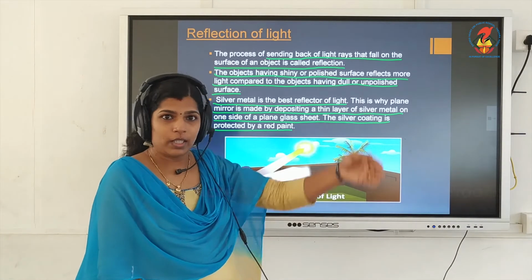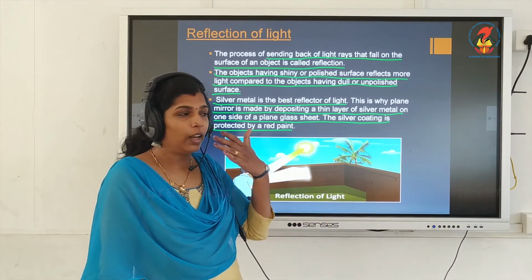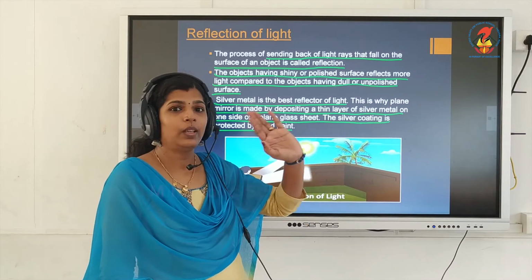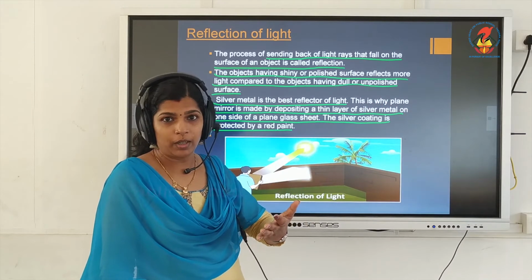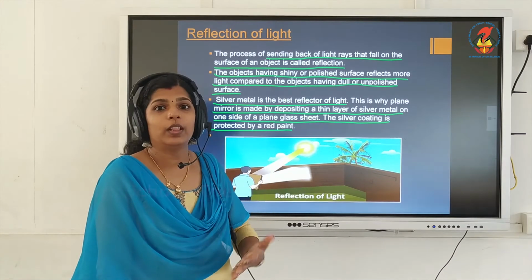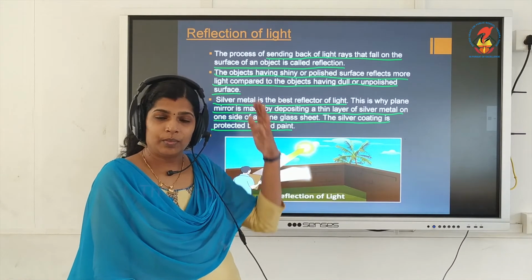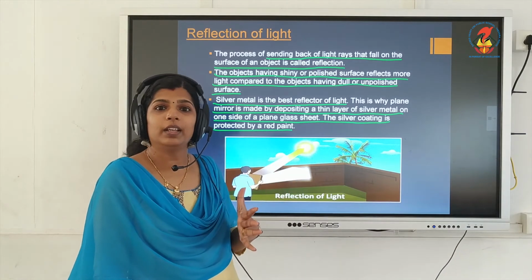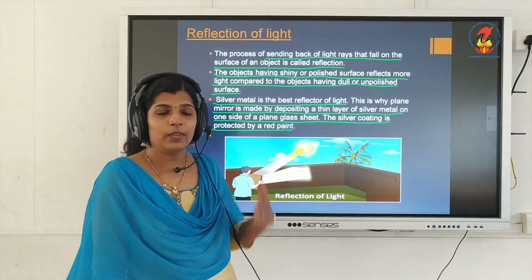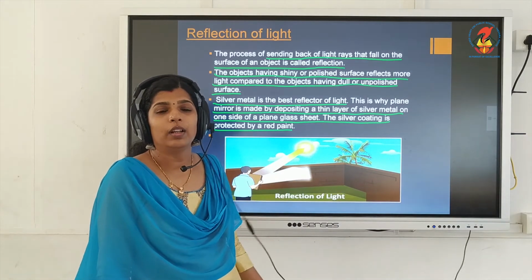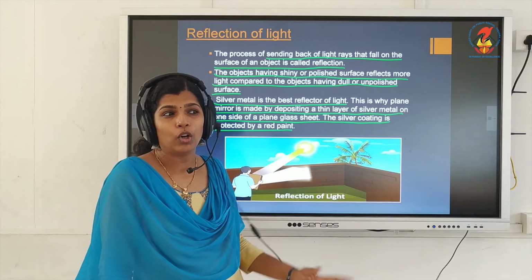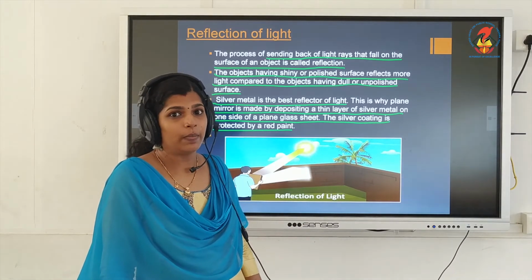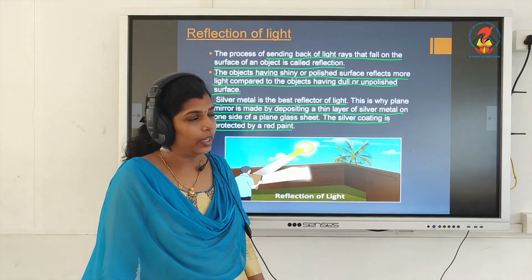Normally, our window glass is a glass sheet. Light will pass through it. It's a transparent material. The same thing we can convert into a mirror by coating one side with silver, then it will reflect the light. And that silver is protected with the help of orange, red or blue colored paint. Okay. So, silver is the best reflector of light.